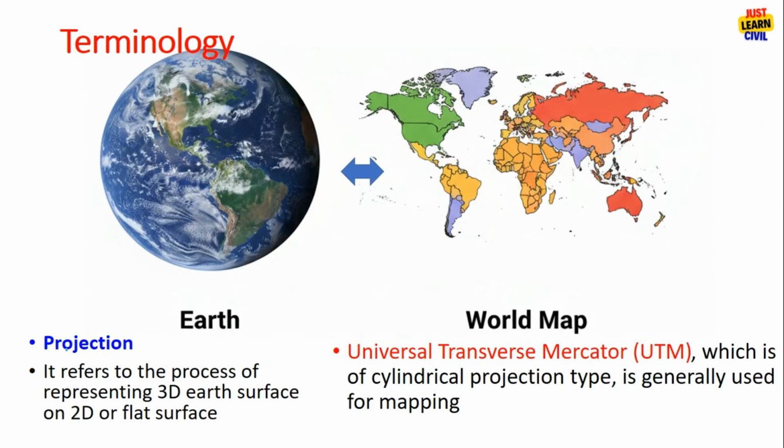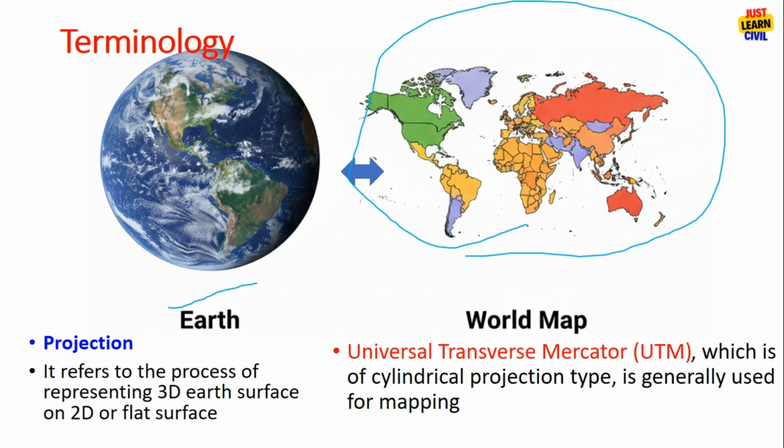Now another is projection. Projection means converting the 3D Earth into a 2D map. So we have two things. One is transformation from one datum to another, and another is projection, converting the local datum or global datum to the 2D map. Universal Transverse Mercator is one of the most widely used, and it is a cylindrical projection system. The 3D Earth is transformed to the 2D map. While converting this, we may have either area distortion or shape distortion.